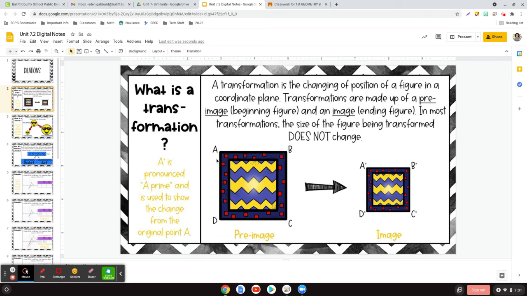The position of a figure in the coordinate plane, and we have our pre-image, which is our starting image, and our image, which is our ending image. And we can tell the difference between our pre-image and our ending image, or just our image, because we mark it with these prime tick marks up here. So this is our starting image, our pre-image, and if we dilate this one, we're going to make it into this second image, or we're just going to call it our image, and we're going to know the difference because we're going to be using that prime mark.